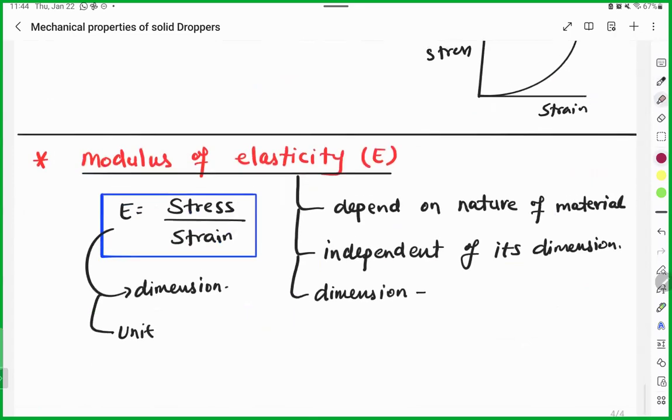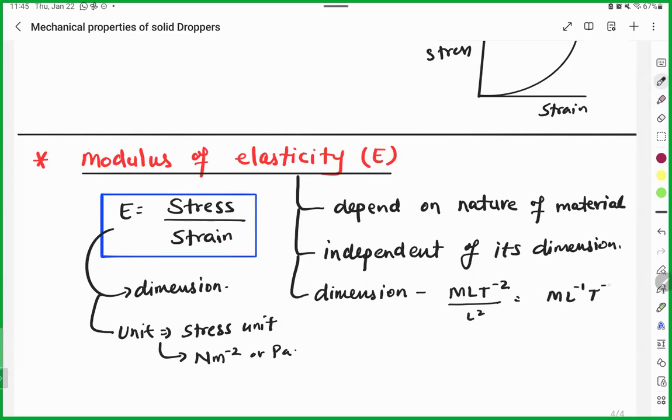When you see this, the unit will be the same as the unit of stress. The stress unit is equal to the pressure unit, force upon area. So it will be Newton per meter square or Pascal. And if you see the dimension here, force is MLT minus 2 and area is L square. So it is ML minus 1 T minus 2. Yes, Prince, you were right.